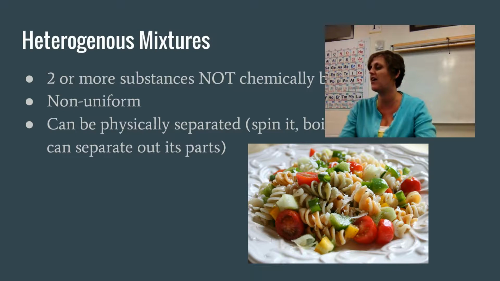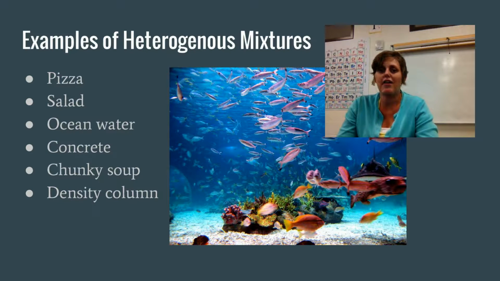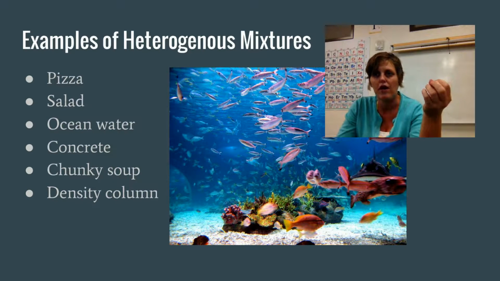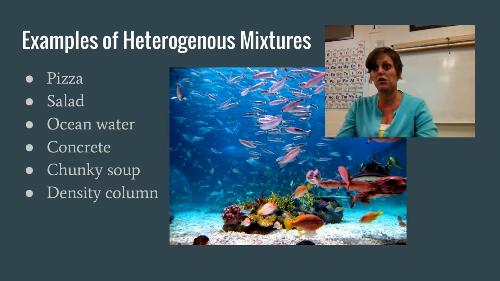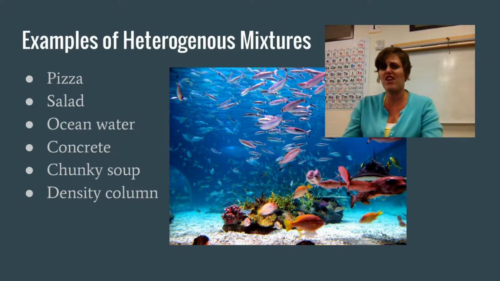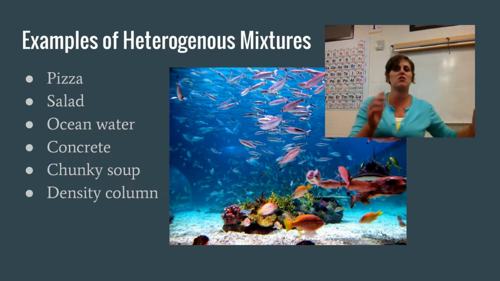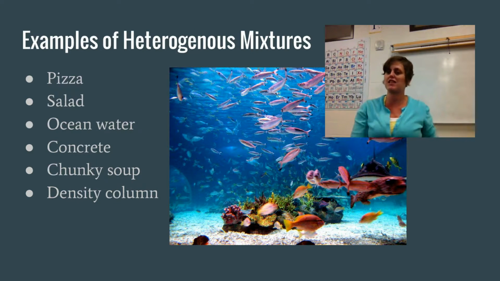So examples of heterogeneous mixtures include pizza, salad, ocean water, concrete, chunky soup, density column. Don't be tricked, because ocean water is different than the compound H2O. Think about all the things that are in the ocean. There's pollution, there's salt, there's fish. If I put a scoop here and I have one bass, I'm not going to go somewhere else and be guaranteed that if I take the same exact sample size, I'm going to get one bass.